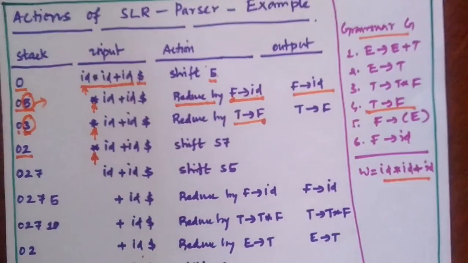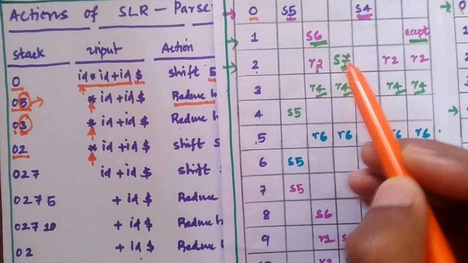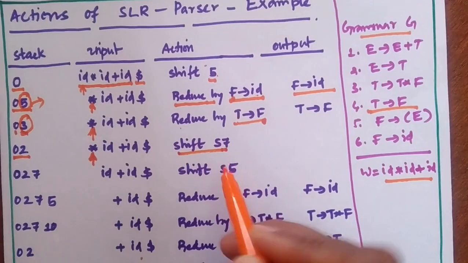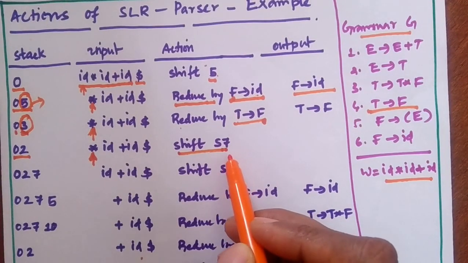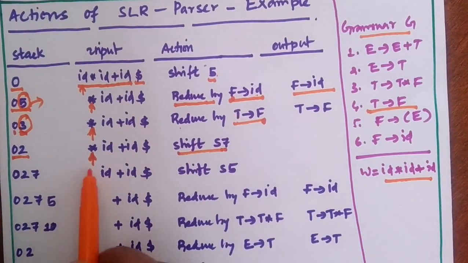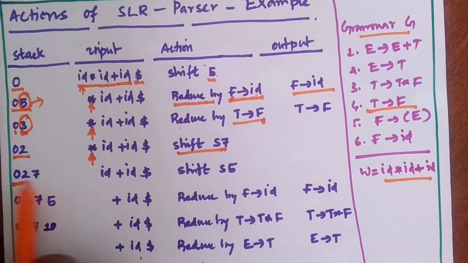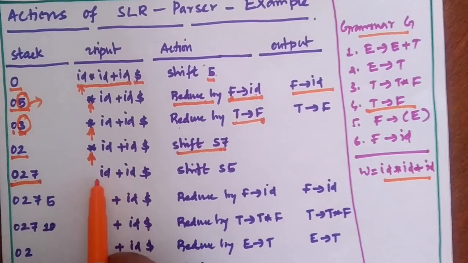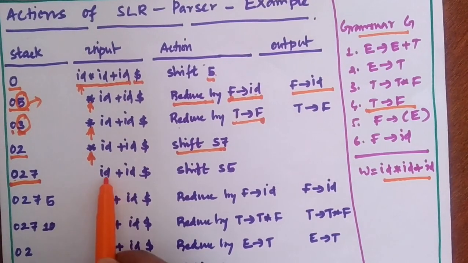Then 2 and star in the action table. 2 star is S7. S7 indicates shift the state 7 onto the top of the stack and advance the input pointer to the next symbol. So then the stack status is 0, 2 and 7. 7 is on top. The input pointer points to ID.